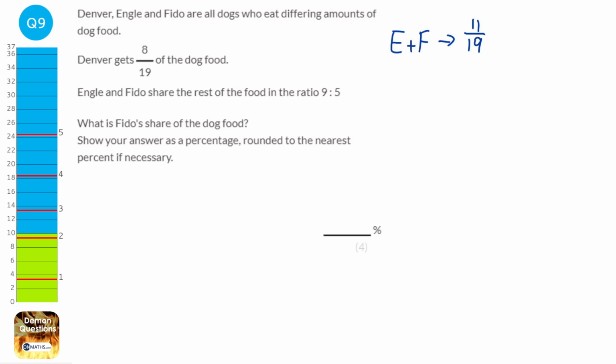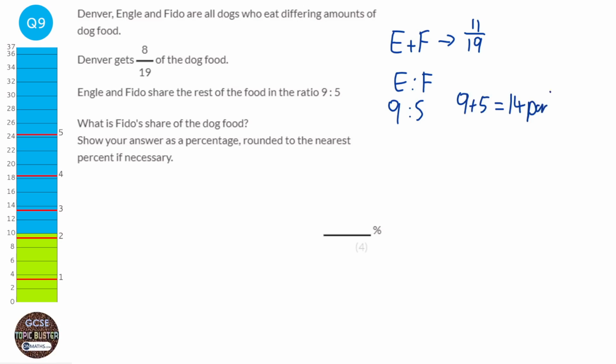I'm going to focus on the ratio next of Engel to Fido. So it's 9 to 5. And let's have a look and see, well, first of all, how many parts there are altogether. So 9 plus 5, which is 14 parts. So there are 14 parts in total, and the share that they get is 11/19.